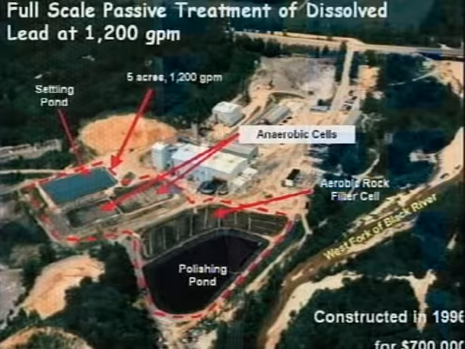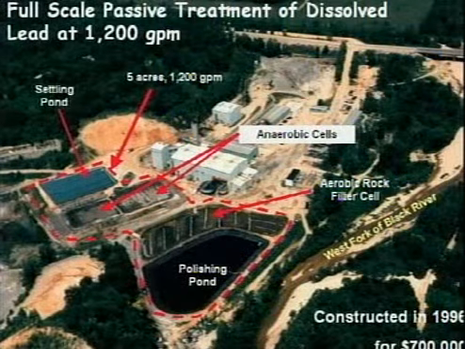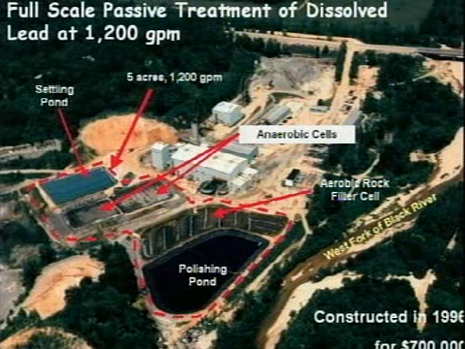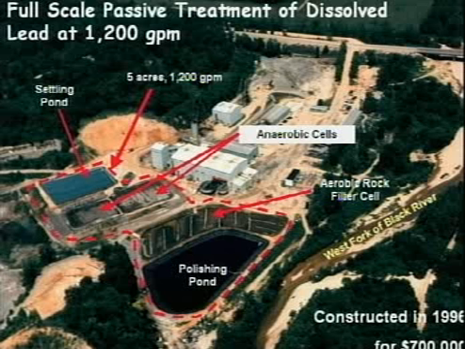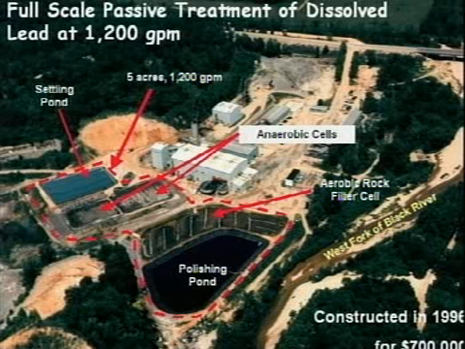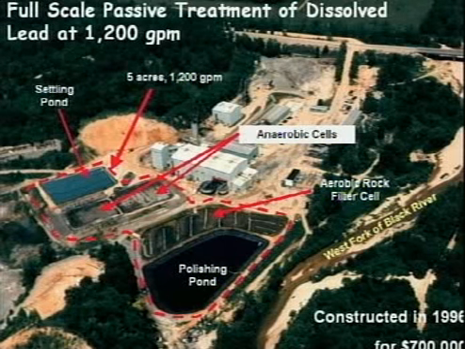The pilot test results are used for designing the full-scale system. Now in this case, this is a 1,200 gallon per minute system in Missouri that's been operating since 1996. It's going to be 6 years old this June, treating 1 part per million of lead in mine water down to a discharge limit of less than 30 parts per billion. And the entire system fits in a 5-acre footprint and costs about $700,000 to design, permit, and construct.